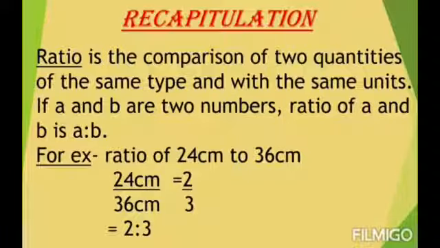Let's start with a quick recapitulation. Ratio. Ratio is a comparison of two quantities of the same type and with the same units. If A and B are two numbers, the ratio of A and B is A is to B. For example, if we have to find the ratio of 24 centimeter to 36 centimeter, first we will write in fraction form, and when we solve, 2:3 will be the answer.